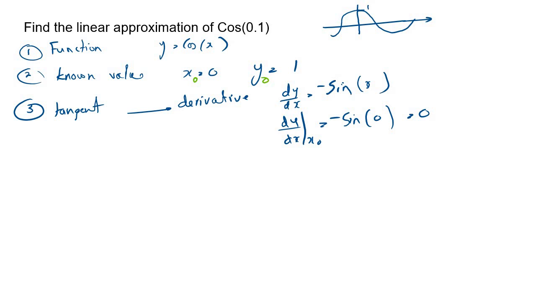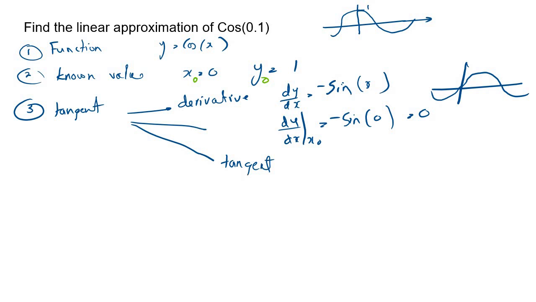If you draw the sine graph, it is of this nature. So when x is equal to 0, sin x is 0. Next thing we want to do is write the tangent.